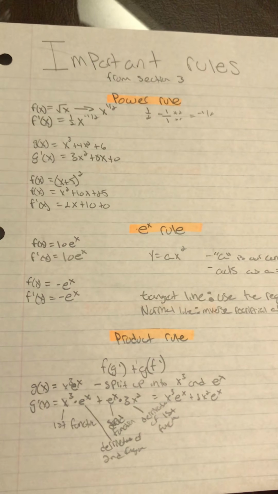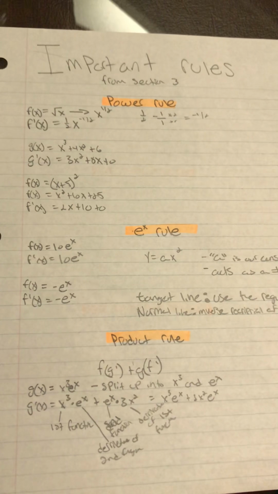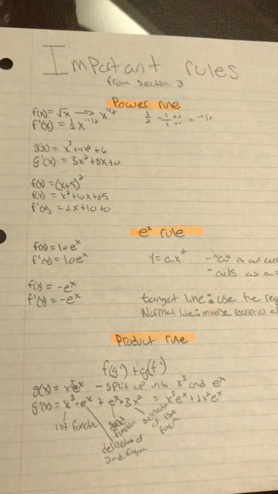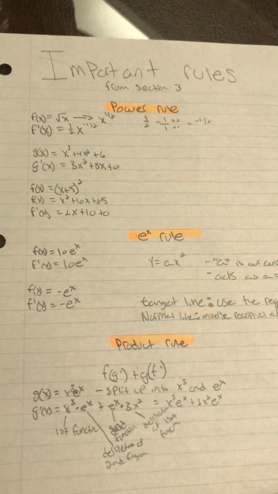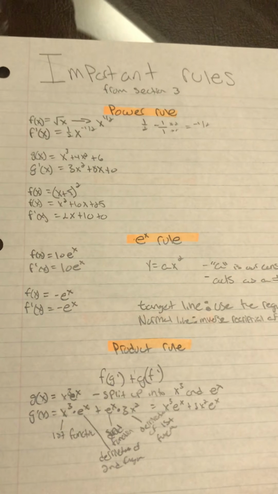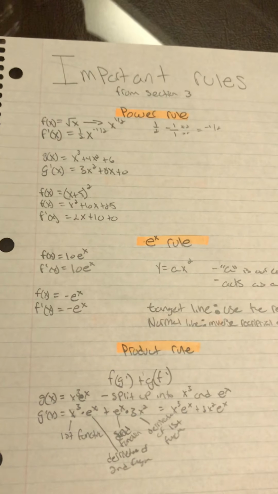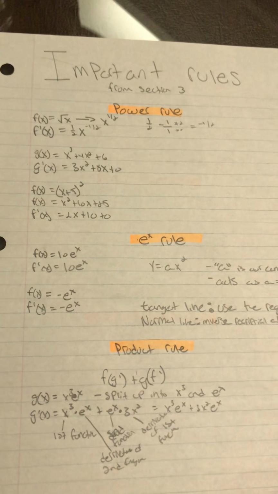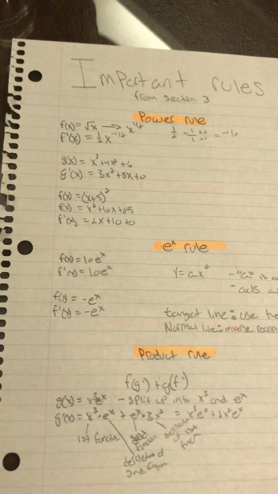So basically what you do is if you see an x to the 1/2, you put the 1/2 as the coefficient in front of the x, and then you subtract 1 from the original power. So it'd be 1/2 minus 1, which is a negative 1/2. So it'd be 1/2 x to the negative 1/2.